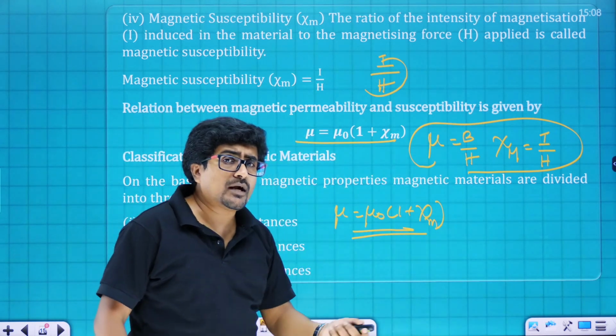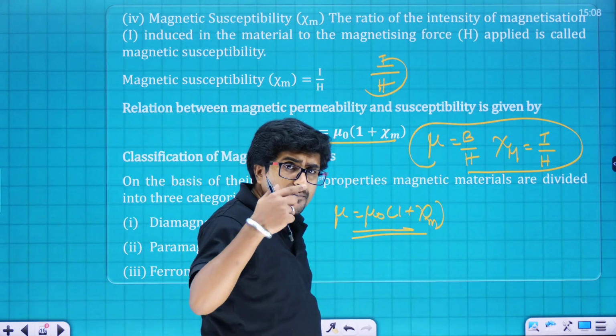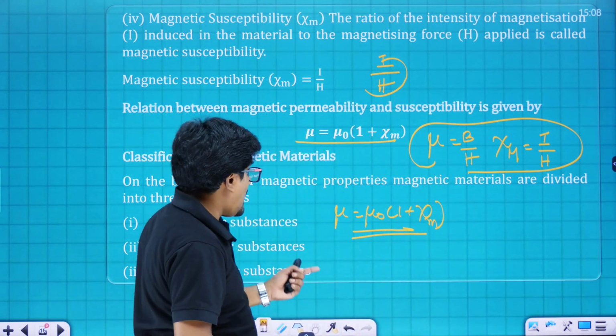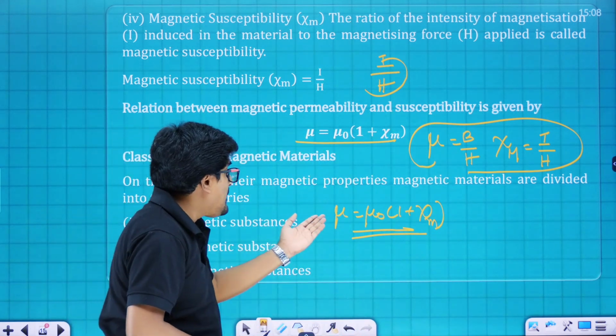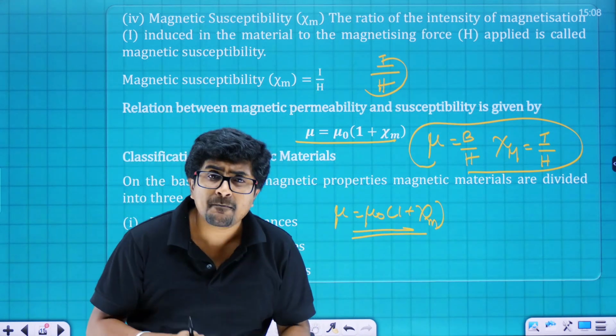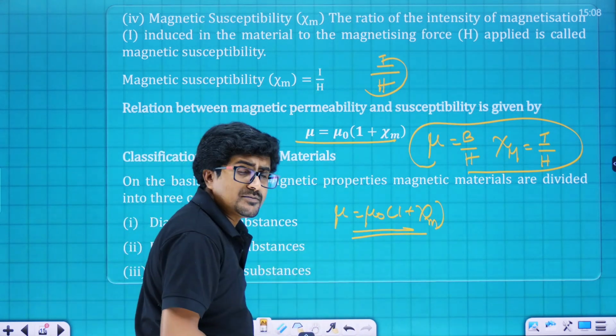Here I told you how to connect this relation. Magnetic permeability is B by H and magnetic susceptibility is I by H. And here comes the final expression that connects magnetic permeability as well as magnetic susceptibility. Magnetic permeability mu is equal to 1 plus magnetic susceptibility.